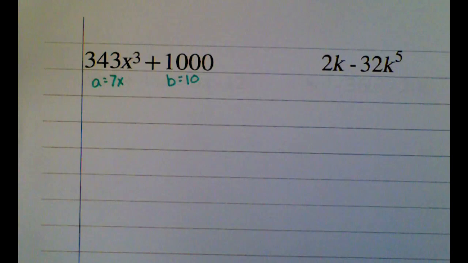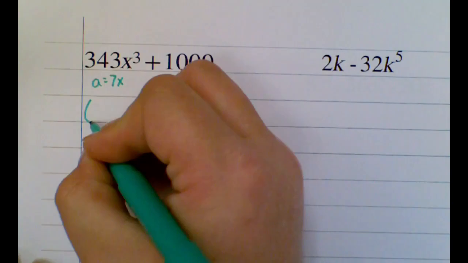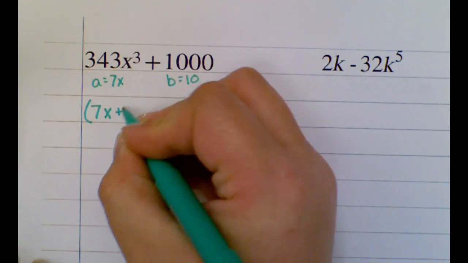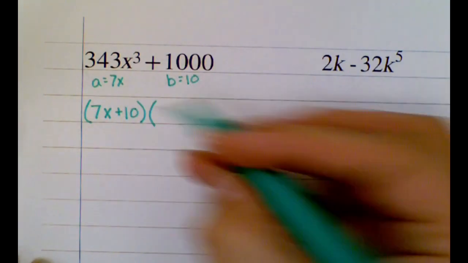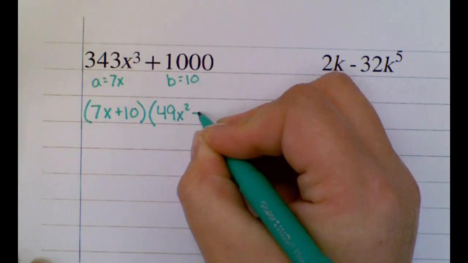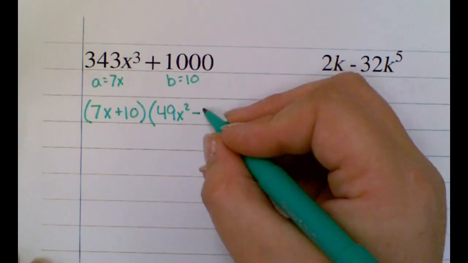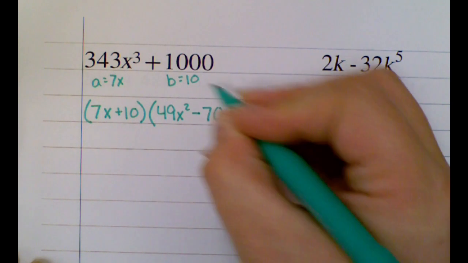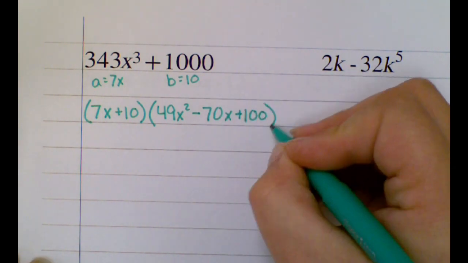10. So it's a sum, so I start with a plus b, 7x plus 10, times a squared, 7x squared is 49x squared, minus a times b, which makes 70x, plus b squared, which is 100. And there's my answer.